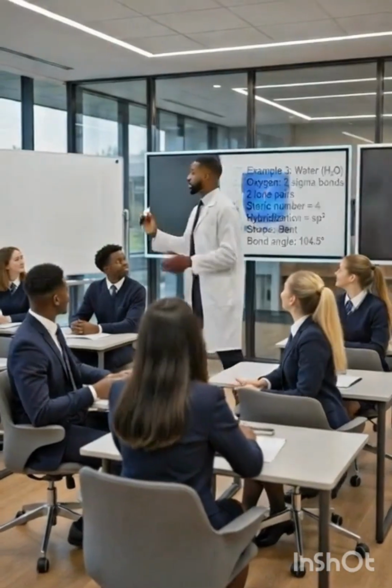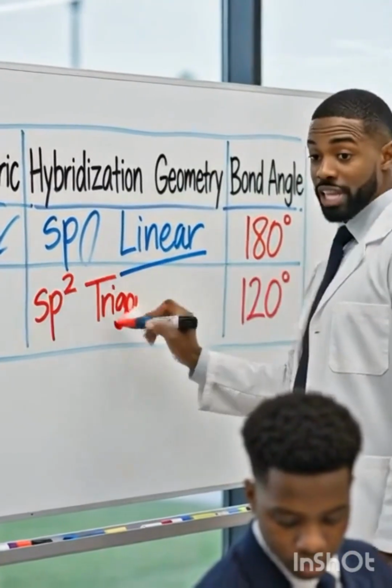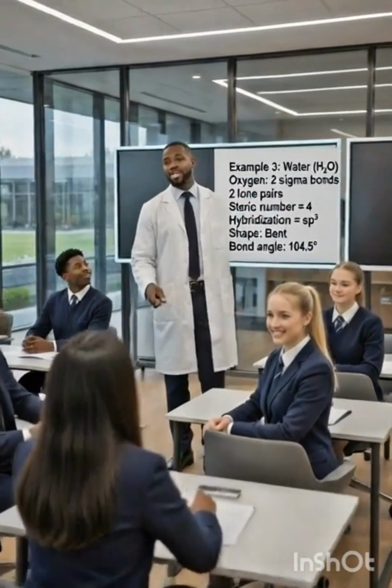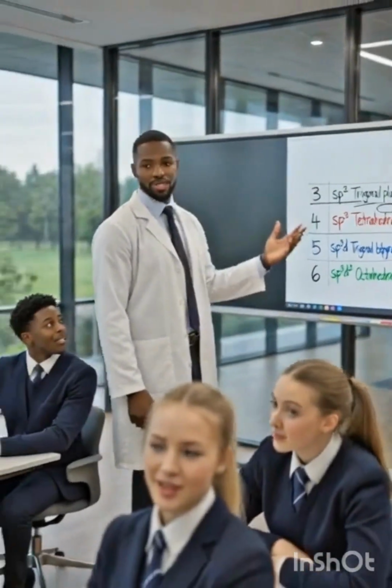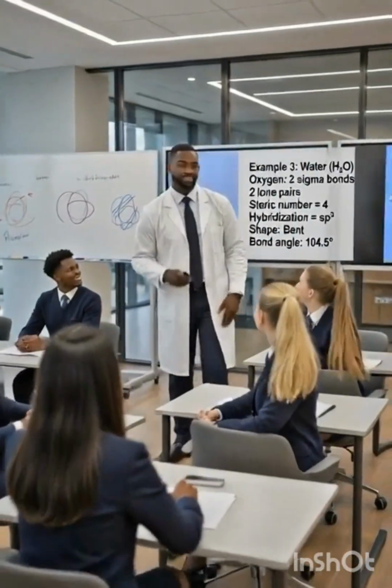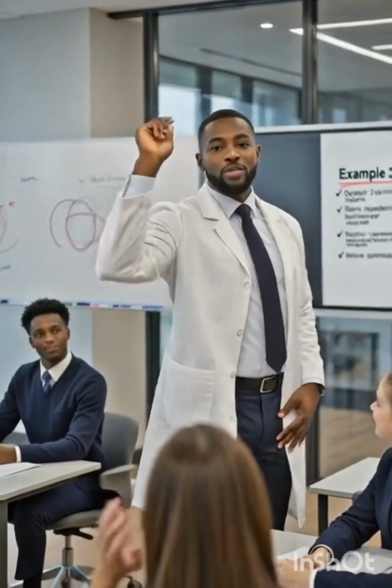Let's summarize this. Here's a table to illustrate. For steric number 2, it's sp hybridization, linear geometry, and a 180-degree bond angle. Let's complete the table for other geometries. For sp2, it's trigonal planar with 120 degrees. Oh, right. Let's highlight the key points. Sigma bonds come from hybrid orbitals, and pi bonds from p orbitals. Lone pairs alter angles, and more s character means shorter and stronger bonds.